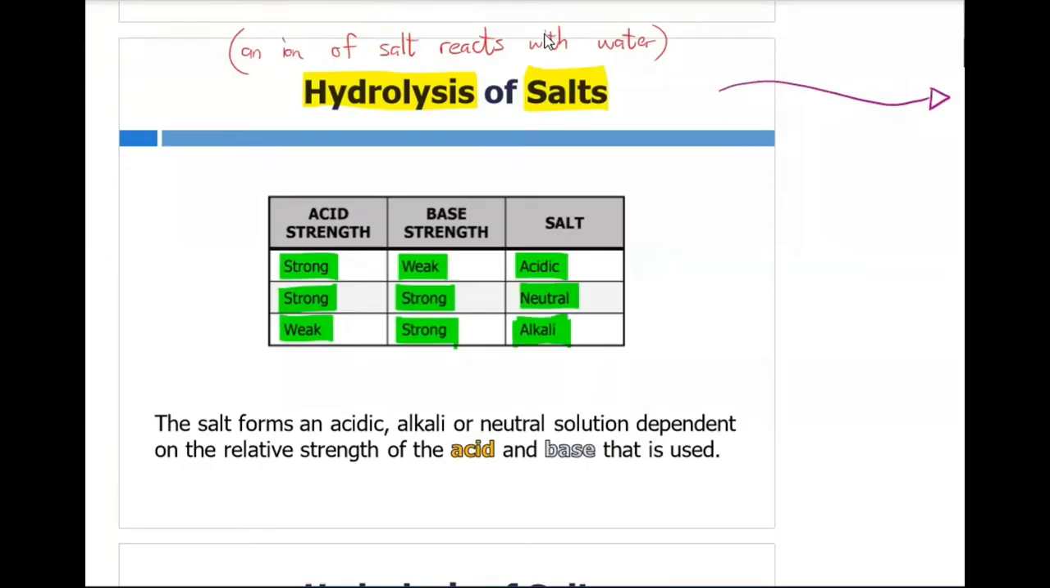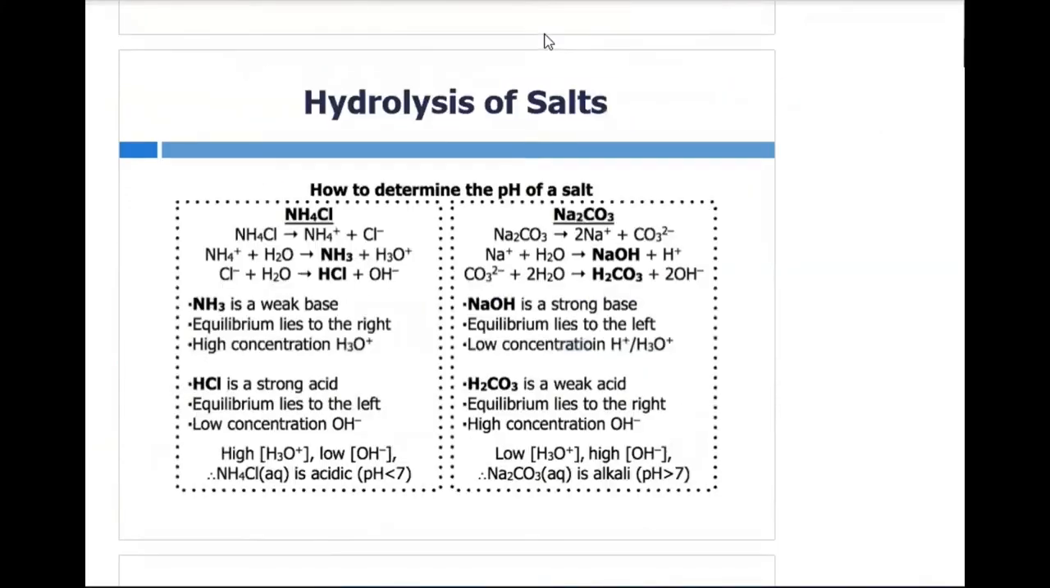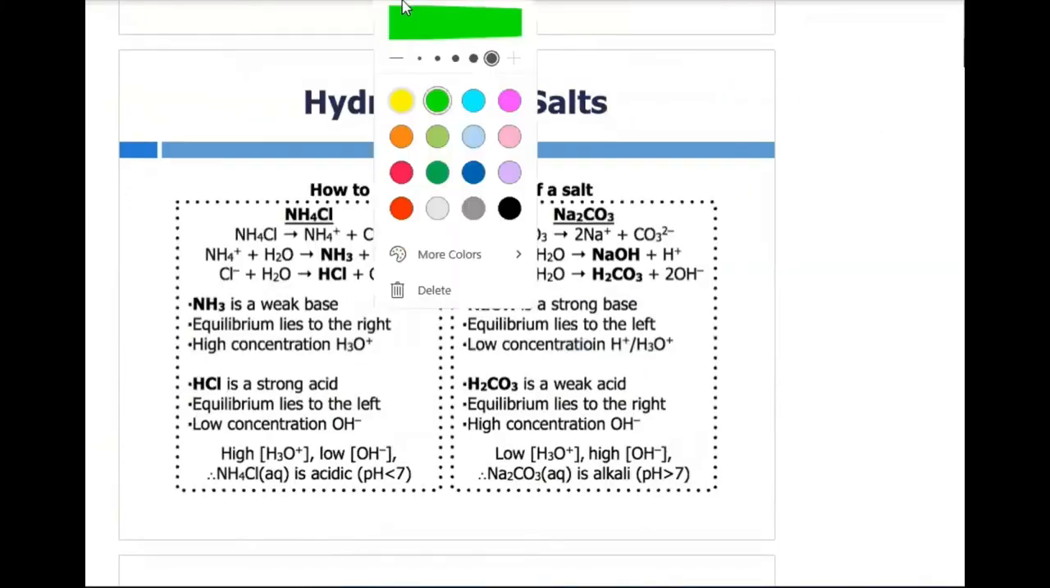All right. So just the sentence at the bottom kind of brings it all together. The salt forms an acidic, an alkali, or neutral solution, but that is dependent on the relative strength of the acid and the base. And if you are asked to write an equation, then please remember that the weak ion will react. All right. So that's one of the most tough, I think, bits to do with this section.